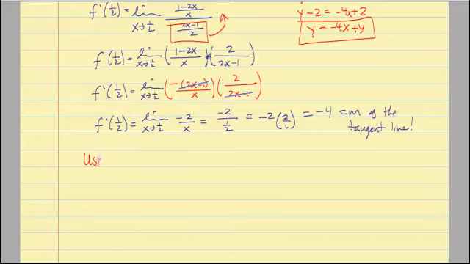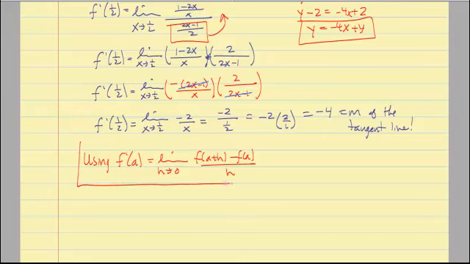Let's go ahead and do the same problem using the definition f prime of a is equal to the limit as h approaches 0 of f of a plus h minus f of a all over h. So we're going to do the same thing again using this definition. Now we're going to get the same answer.